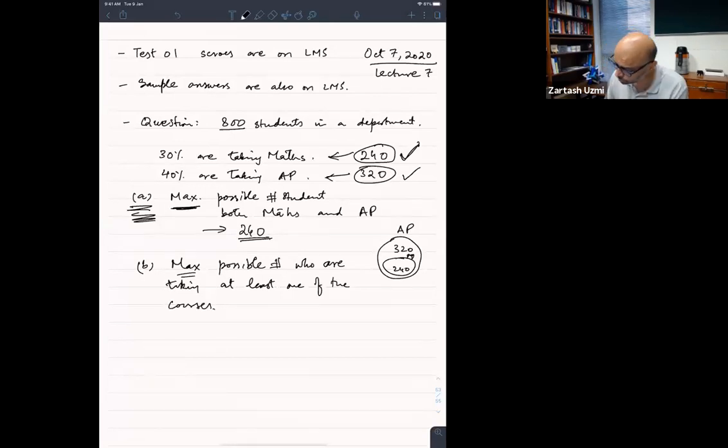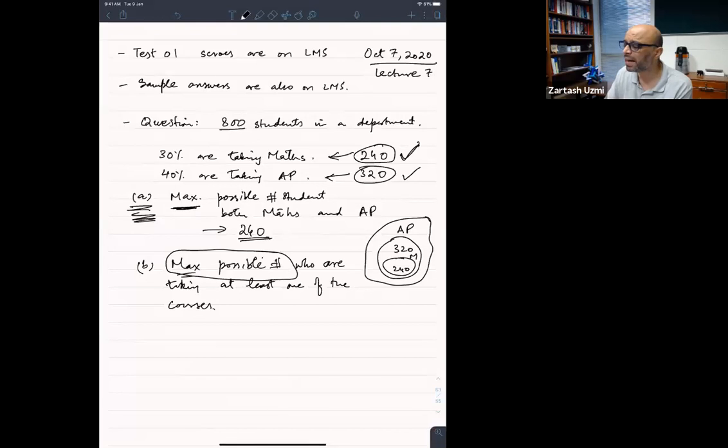Since the question is asking for the maximum possible number, if I consider this figure here, which I have already drawn, these 240 who are taking the maths course are included in the 320 students who are also taking the applied probability course. Now, if I consider this Venn diagram, then the number taking at least one of the courses will be 320, but that's not the maximum possible answer.